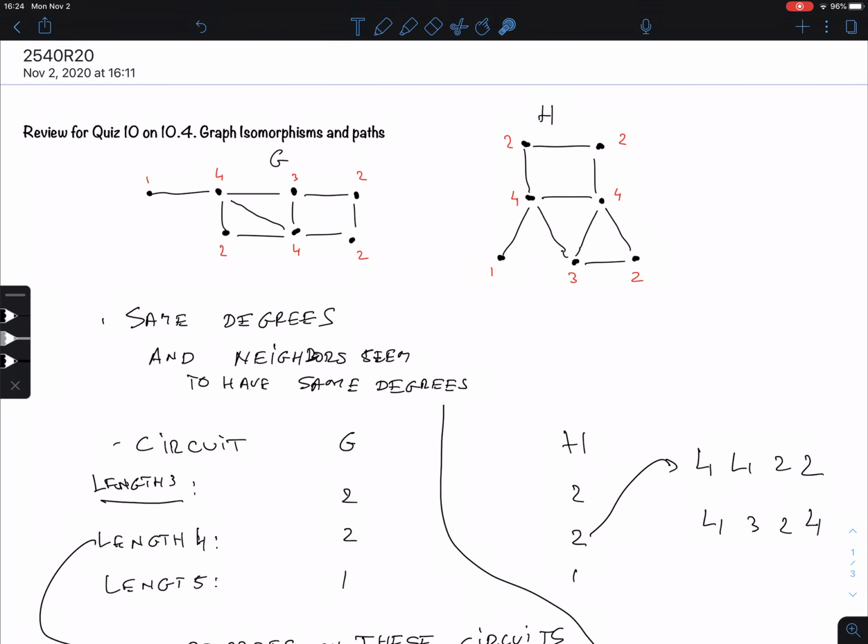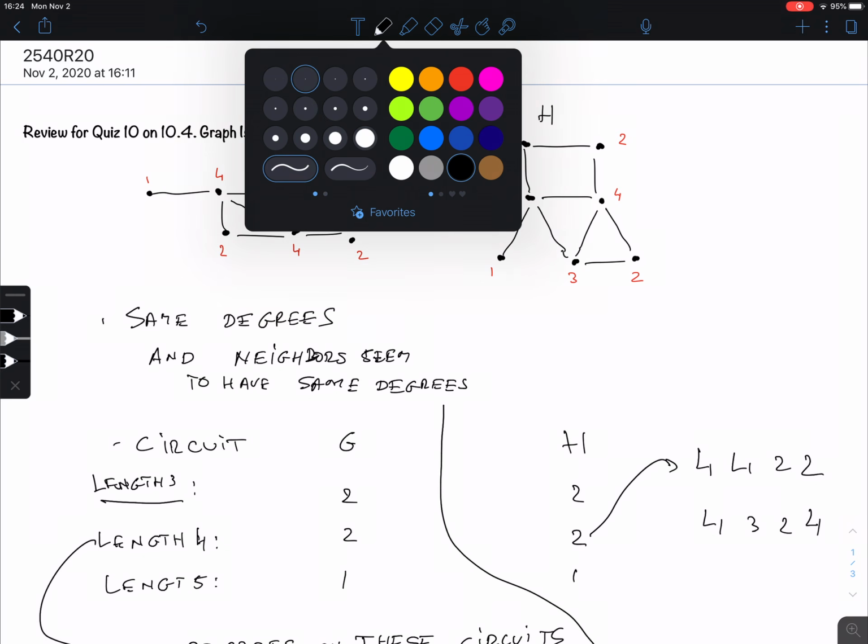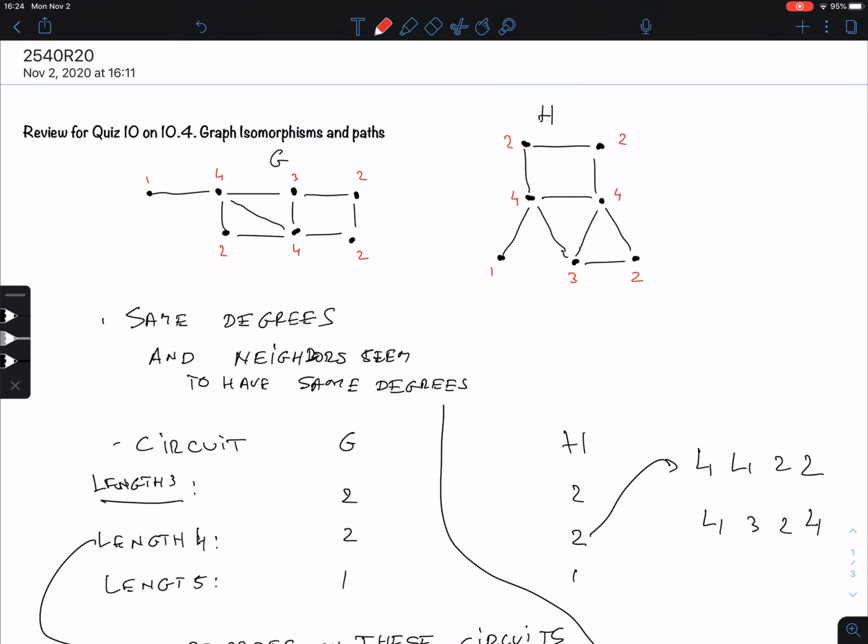So we could ask the same thing of our triangles. I looked at length 4 once, and I saw that the circuits are different. Let's look at length 3. The triangles in G: I should have perhaps put everything in red because I put degrees in red. So the length 3 circuits are a 4-4-2, that would be this triangle, and the other one is a 4-4-3.